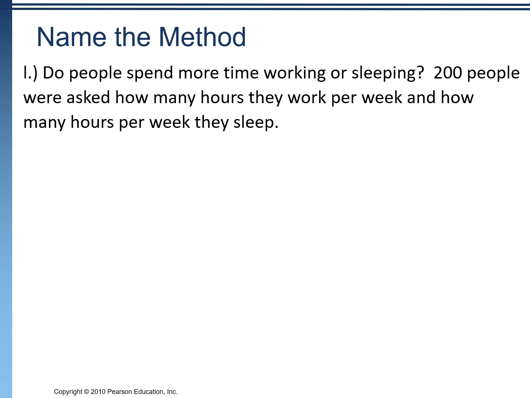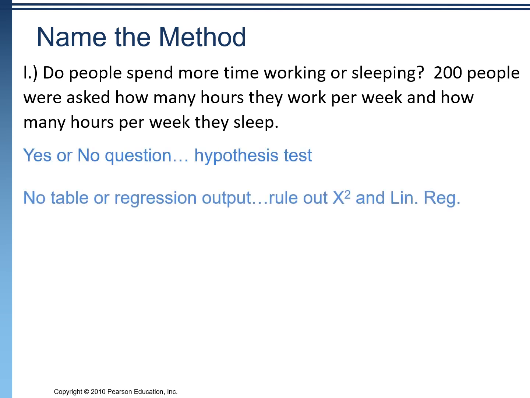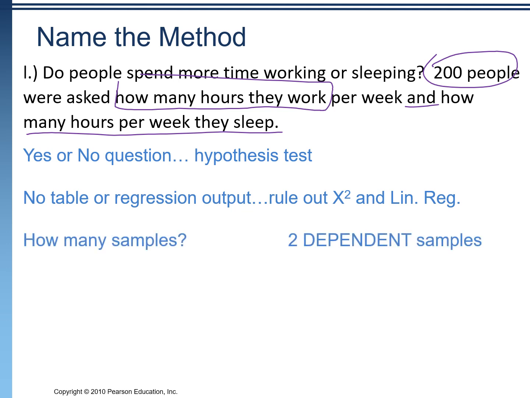Do people spend more time working or sleeping? 200 people were asked how many hours they work and how many hours they sleep. Hypothesis test, cross out chi-squared and linear regression. All right, now next up, when we look at this, we see just one sample of people. However, there are two samples here, and that's because they're being asked two questions: how many hours they work and how many hours they sleep. So we have two samples here, but these are not independent samples. These are dependent samples, all right?